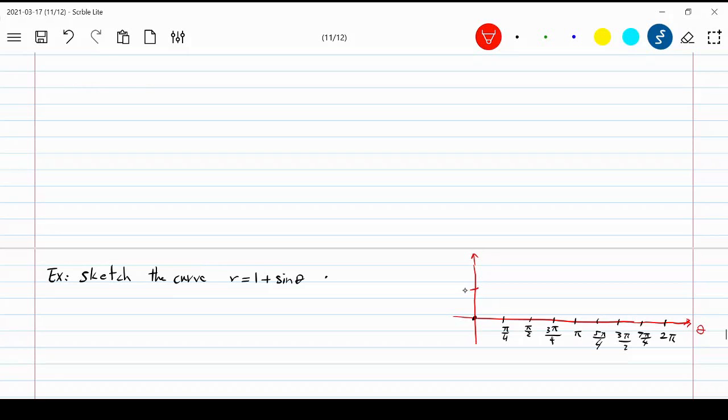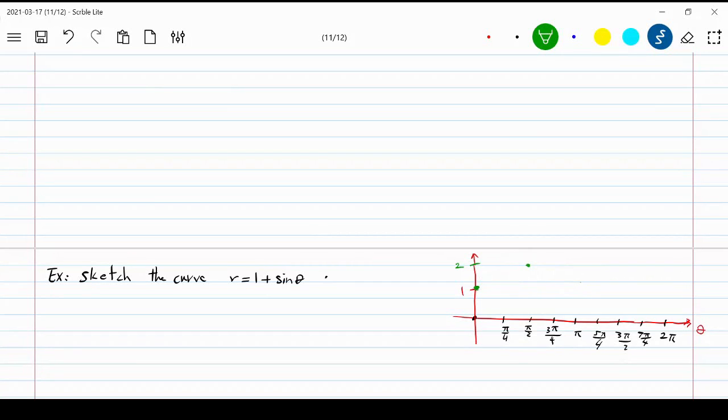Okay, so let's say 1 is here at this point. And at pi half, what you have is sine, so you would have some point here. For pi over 4, at pi half, you would have 1. 1 plus 1 would be 2. So you'd get kind of a curve going this way up to pi half, then from pi half to pi it will go down, then we'll continue.